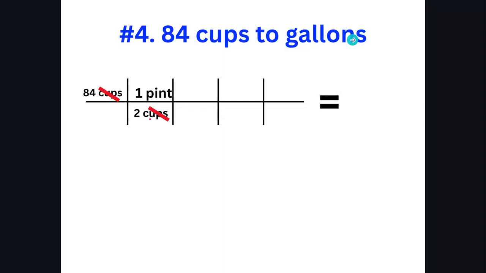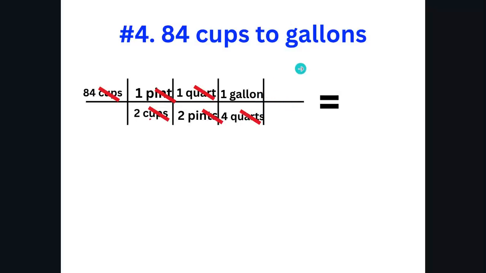Are we to the unit we're trying to convert to? Not yet. So now we bring pints down. Do we have a direct conversion from pints to gallons? We don't, but we do have a conversion from pints to quarts. 2 pints is equivalent to 1 quart. Now my pints cancel out. Now I bring down my unit. I would bring quarts down here. Do I have a direct conversion from quarts to gallons? I do. 4 quarts is equivalent to 1 gallon. Now my quarts cancel out.